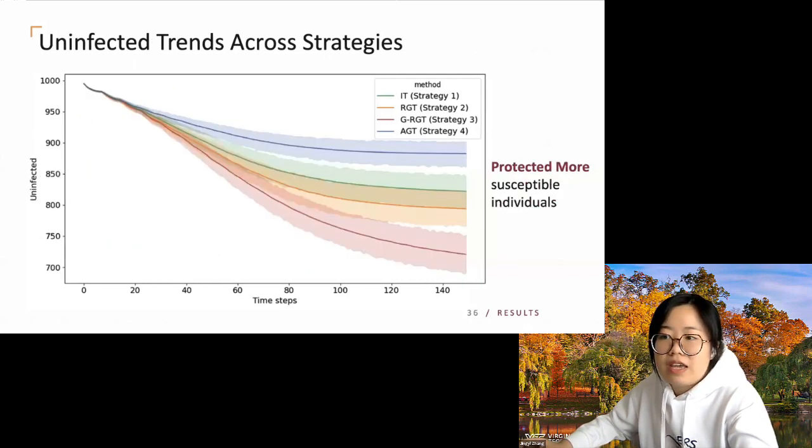Thus, here in the uninfected daily change plot, we can see that random group testing leads to fewer uninfected individuals than individual testing, while our method, colored in blue, protects a greater number of susceptible individuals.